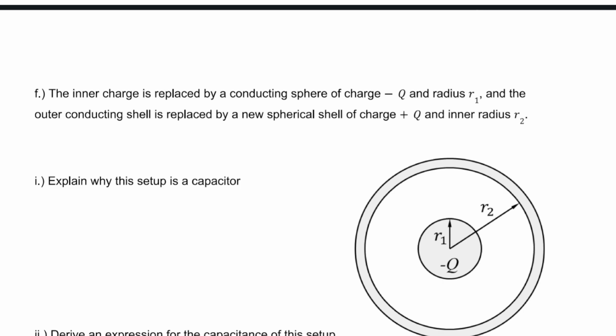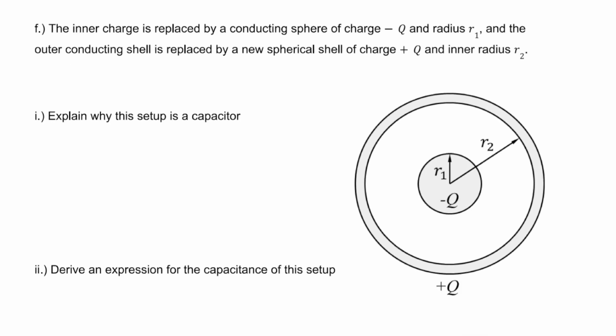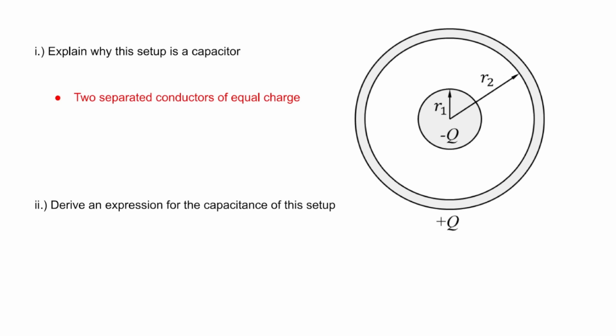One more question relating to this charge system. So what if instead we replace the point charge minus Q with a conducting shell holding the minus Q, and then we surround it just with a charged shell of plus Q, creating this capacitor. And it is a capacitor because what we have is two separated conductors of equal charge. So anytime you have two separated conductors, it makes a capacitor. And we'll actually derive an expression for the capacitance of this system by taking the difference in potential between the two surfaces.